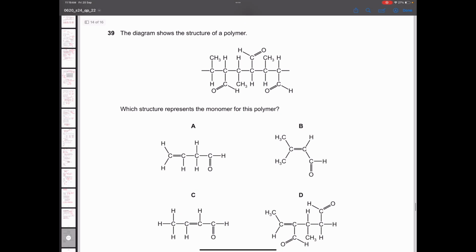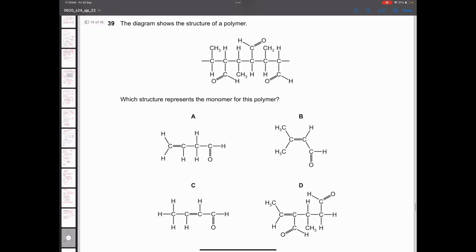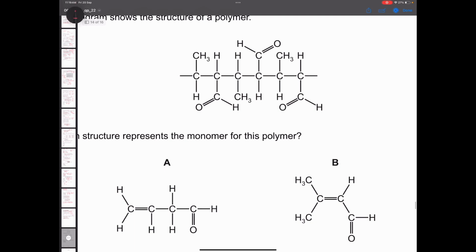The diagram shows the structure of a polymer. You have to draw the structure of the monomer. This question looks a bit confusing, but just try to understand the basic concept. Let's first of all try to find the repeating unit. As I can see here, this part is getting repeated continuously. They're just alternating the position. CH3 on top, then they've written it below, and CHO below, now they've written on top. So you can notice that this is the unit which is being repeated.